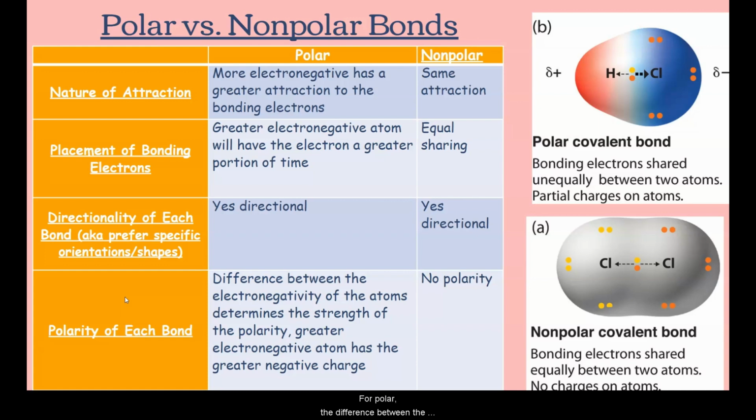For polar, the greater the difference between the electronegativity of the atoms, the greater the strength of polarity. The greater the electronegativity of the atom, the greater negative charge you're going to have. So you can have more polar and less polar bonds, whereas there's absolutely no polarity in a nonpolar covalent bond. So they're absolutely shared equally. And that is the main difference between polar and nonpolar bonds.